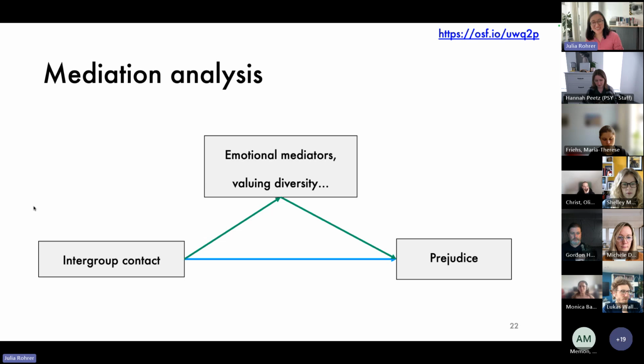To use an example from intergroup contact research, you might have some randomized intergroup contact intervention, and then you want to know whether this intervention affects prejudice. But often you might actually be interested in specific mechanisms. So does the intervention work because it affects emotions, or does it work because it affects values, and so on. This is the basic setup. We're interested in a mediated indirect effect.